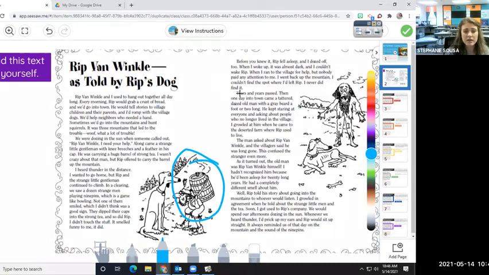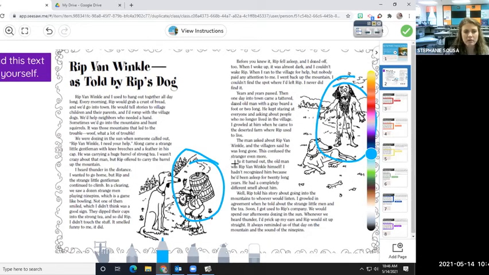Years and years passed. Then one day into town came a tattered, dazed old man with a gray beard a foot or two long. He kept staring at everyone and asking about people who no longer lived in the village. I growled at him when he came to the deserted farm where Rip used to live. The man asked about Rip Van Winkle, and the villagers said he was long gone. This confused the stranger even more.